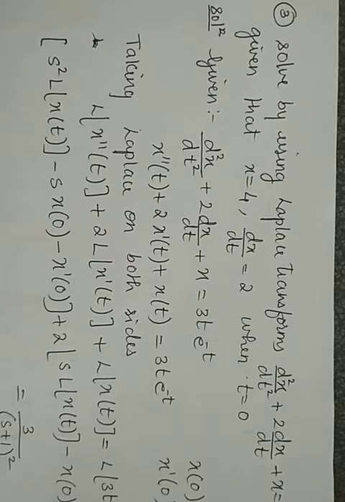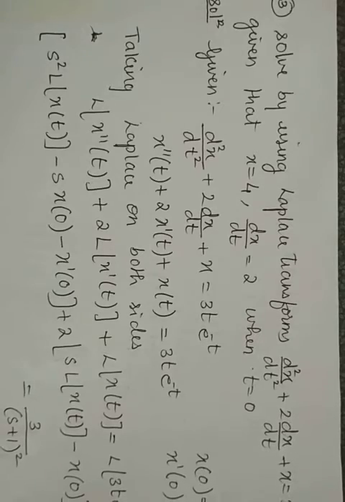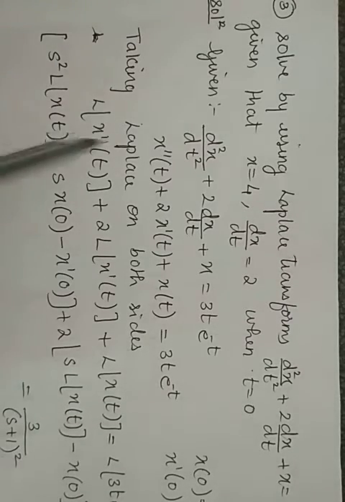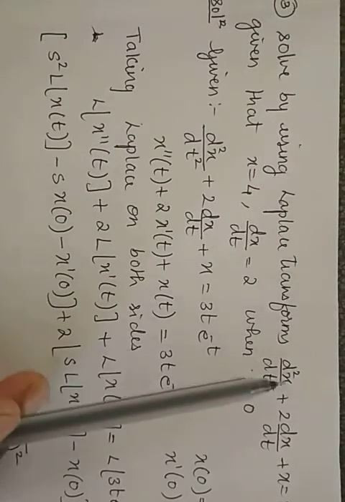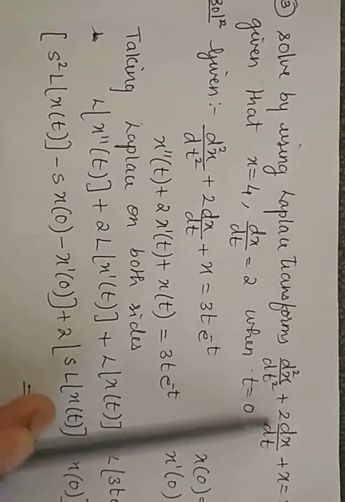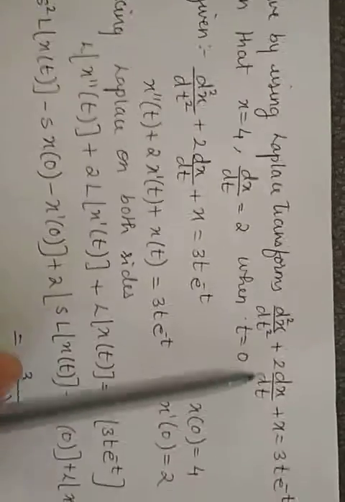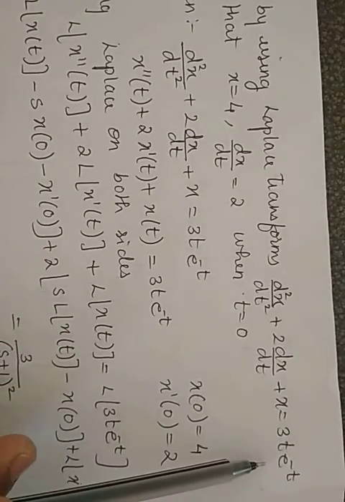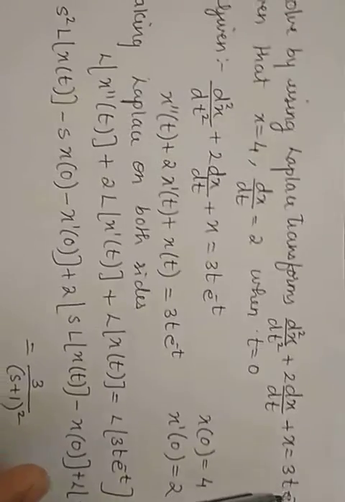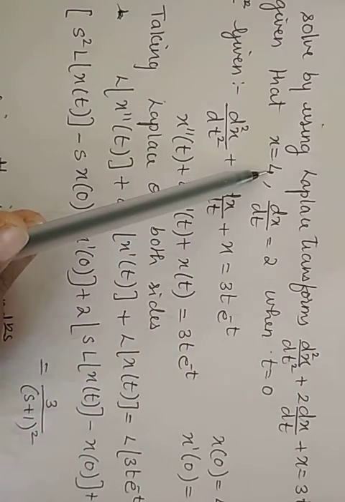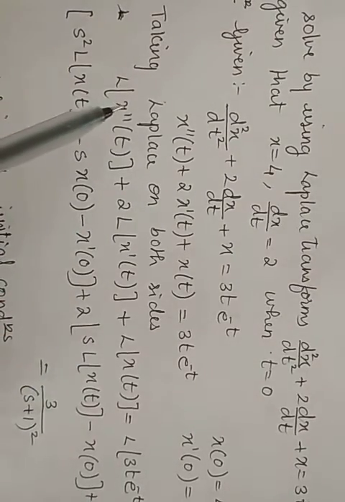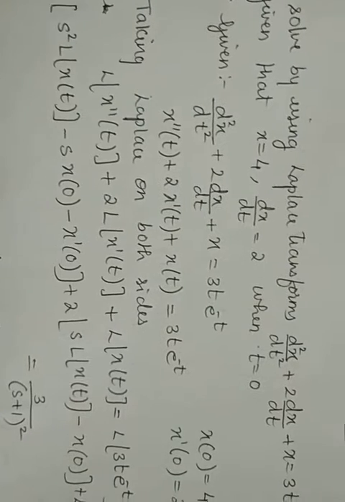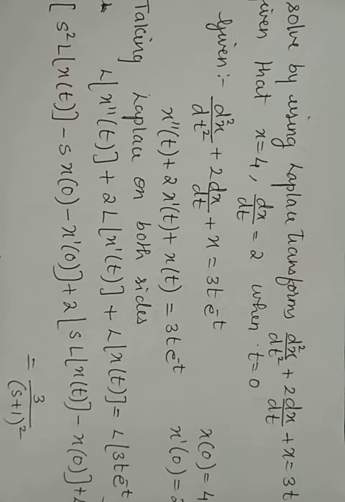Hello students, we'll go with the third type of problem in linear differential equation using Laplace transform method. Question is: solve by using Laplace transform d square x by dt square plus 2 dx by dt plus x is equal to 3t into e raised to minus t, given that x equals 4 and dx by dt is equal to 2 when t is equal to 0. So these are the conditions given. Now it is a second order, so two conditions are given.